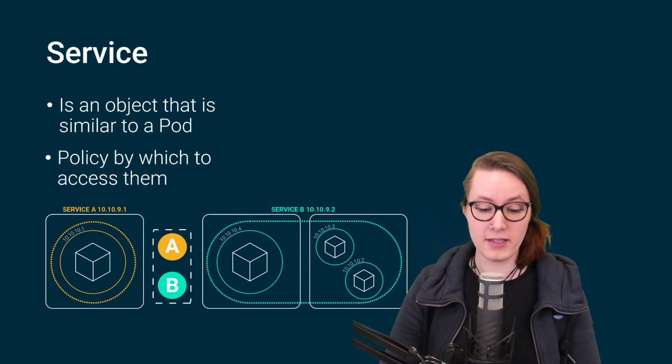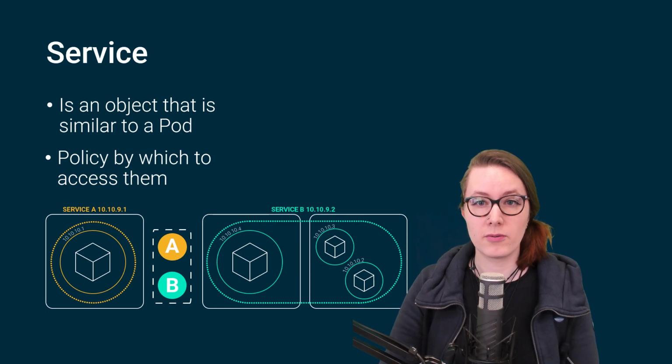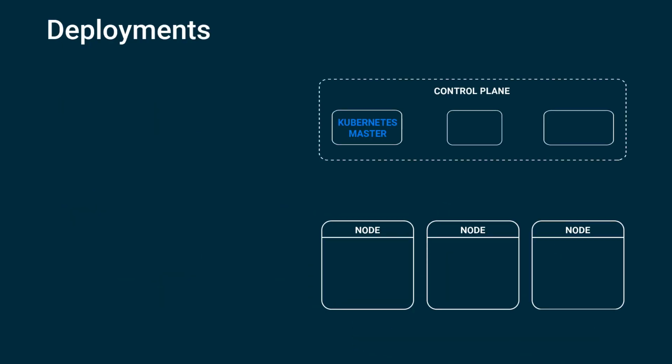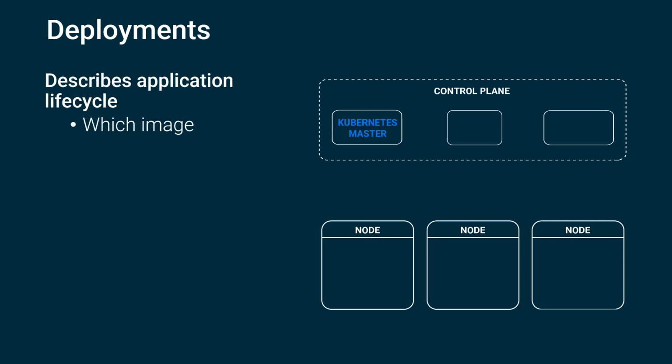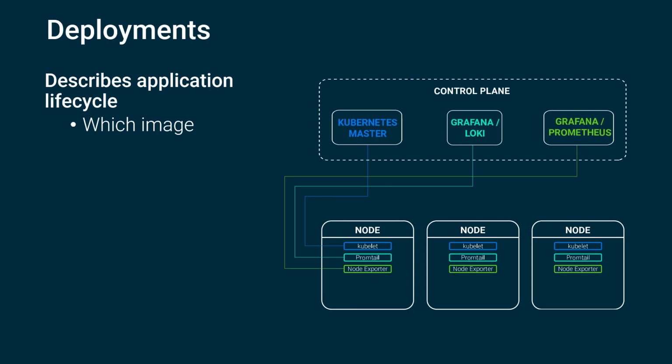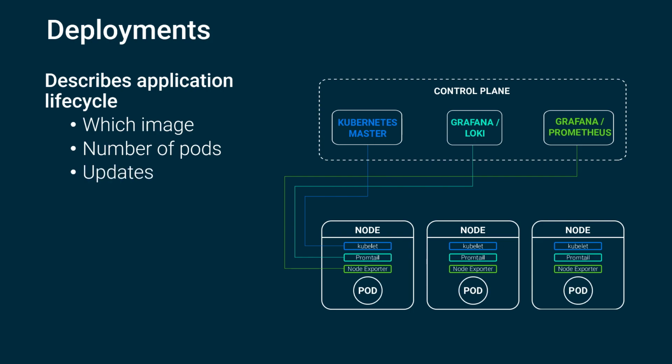Now, to get these pods up and running, we're using deployments. They describe the application lifecycle, such as which images to use for the app. Here, this would be represented by the Kubernetes master with kubelet running on the nodes, or a Grafana Loki running Promtail, as well as Grafana Prometheus running a node exporter as an example. Also, you can define the number of pods there should be and the way in which they should be updated.